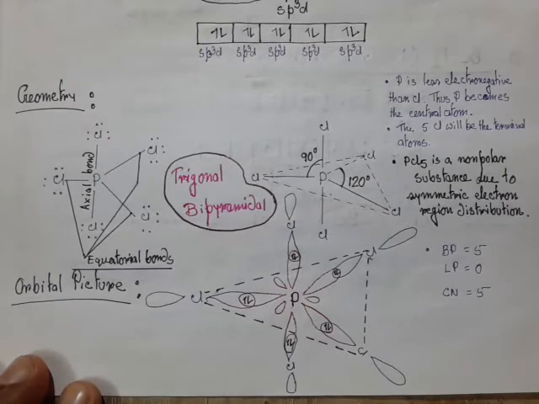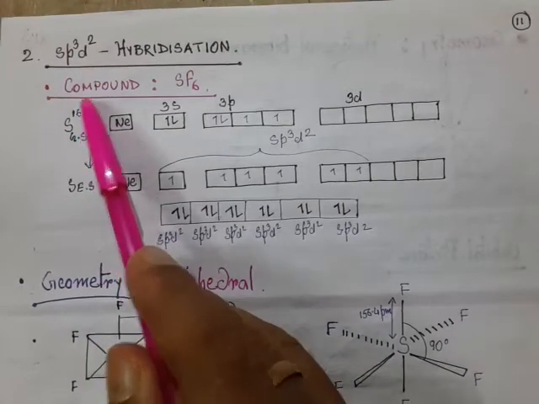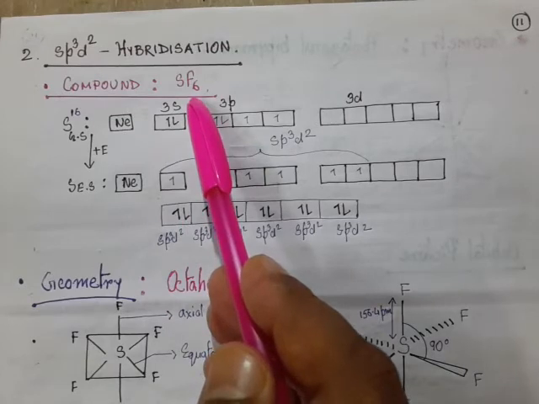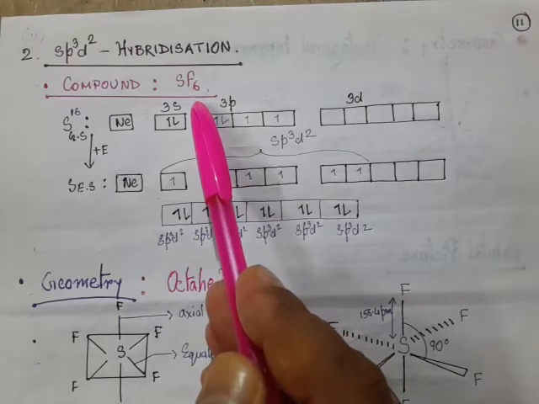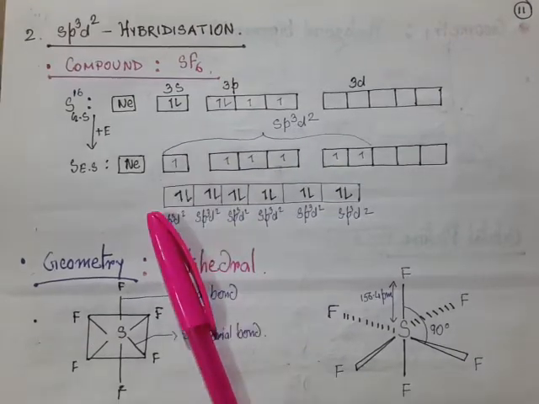Okay, now we will discuss sp3d2 hybridization. The given compound is SF6. As we saw earlier, SF6 is an example of expansion of the octet, an exception to the octet rule. Now see the example.